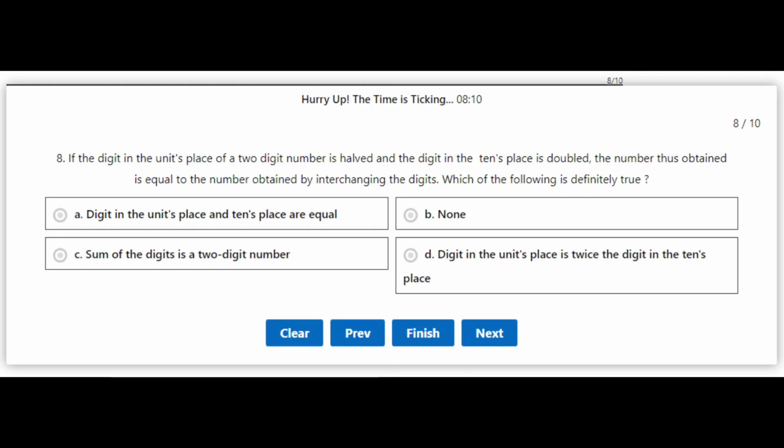So if we look at the options, the first option is saying that the digit in the units place and the tens place are equal.